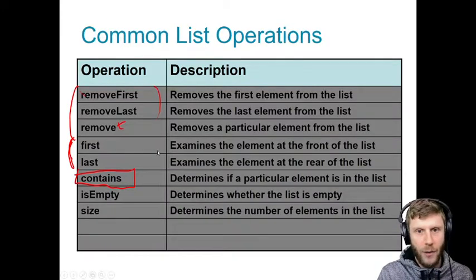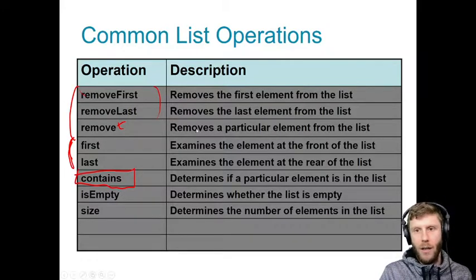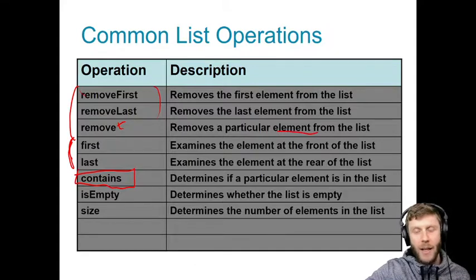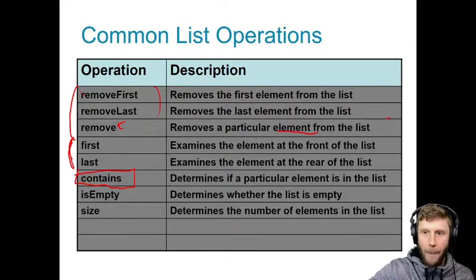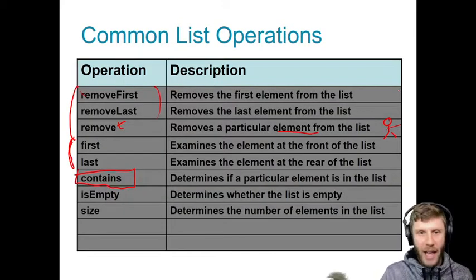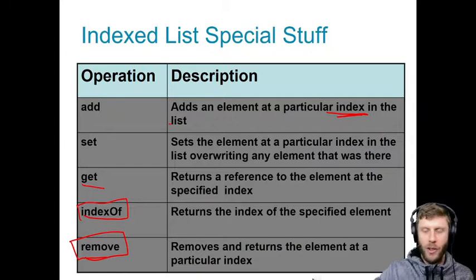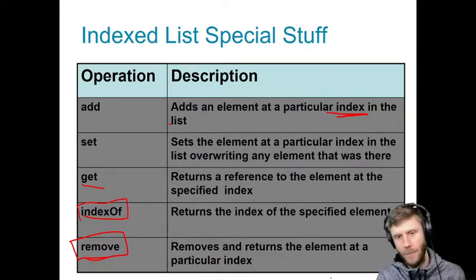So if we look here, this one is remove a particular element. So if I had a specific person in my list, I would look for this person to then remove. But this remove looks like it's actually going to be remove something at a specific index, where you specify the index.